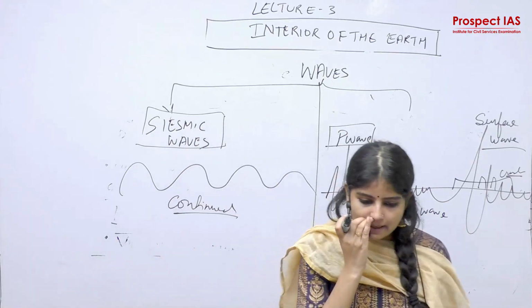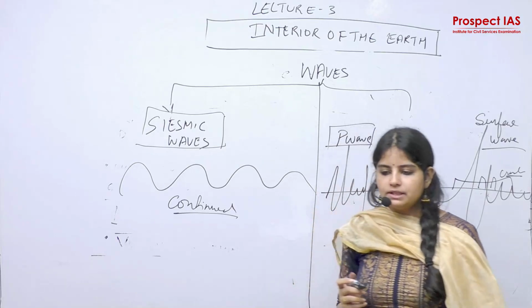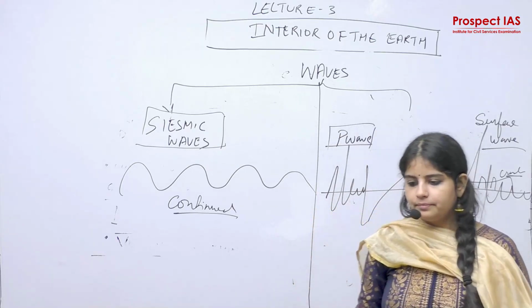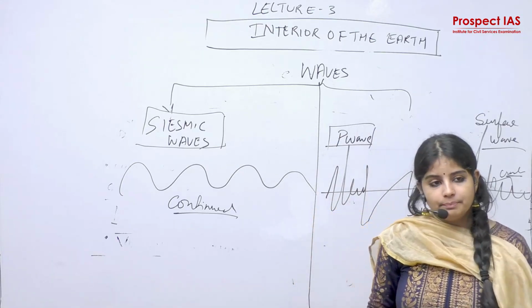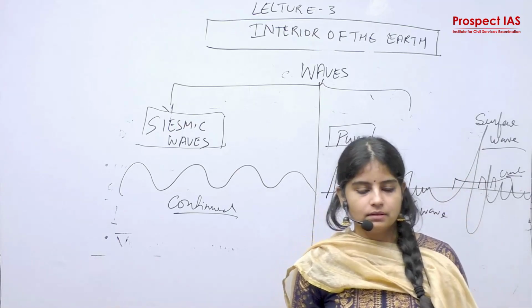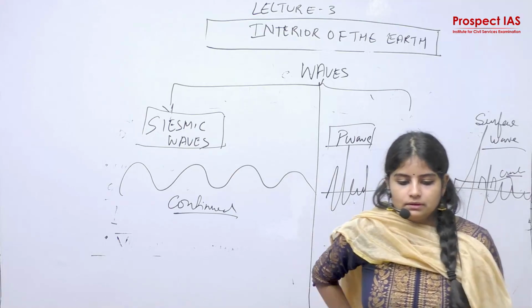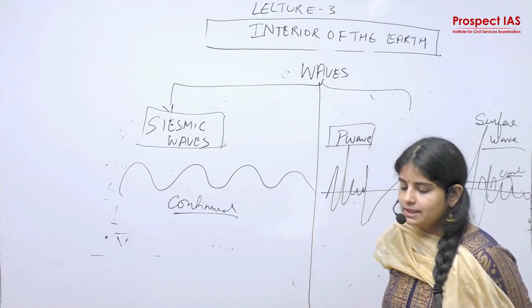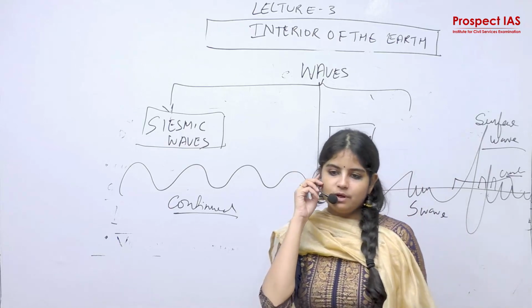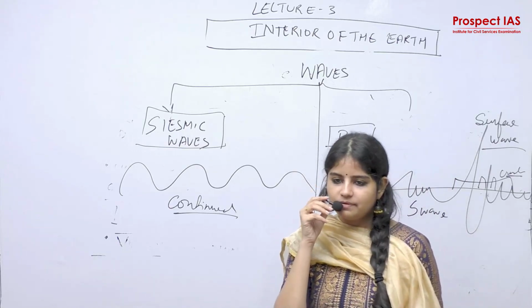So write down some specifications of P waves. P waves are longitudinal waves. What is a longitudinal wave? Anyone from online? What is the type of longitudinal wave?